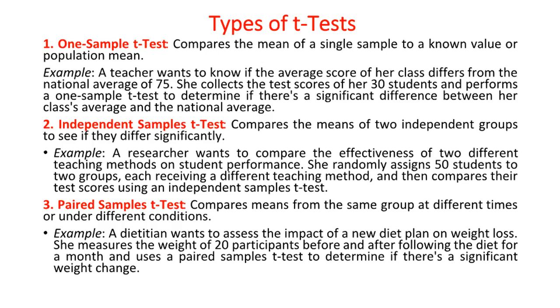2. Independent samples t-test compares the means of two independent groups to see if they differ significantly. Example, a researcher wants to compare the effectiveness of two different teaching methods on student performance. She randomly assigns 50 students to two groups, each receiving a different teaching method, and then compares their test scores using an independent samples t-test.